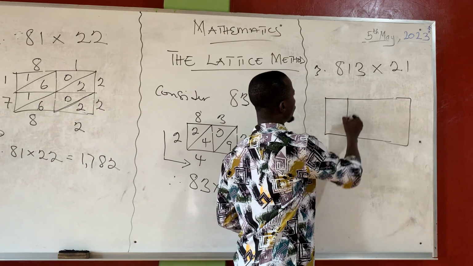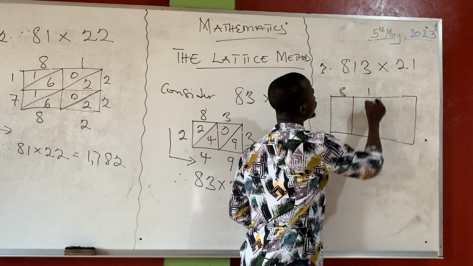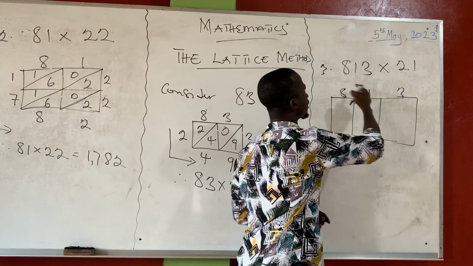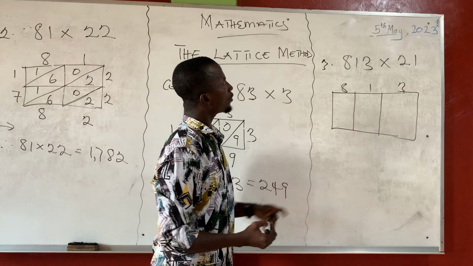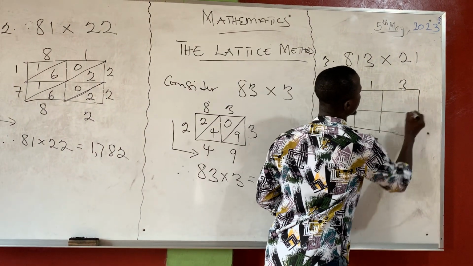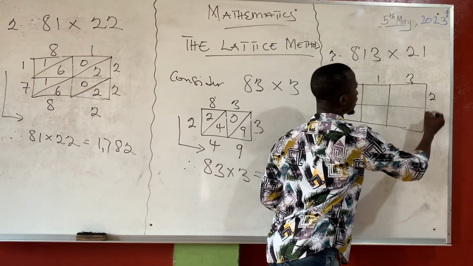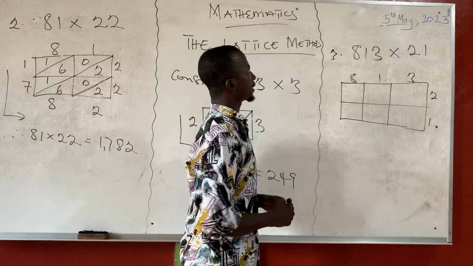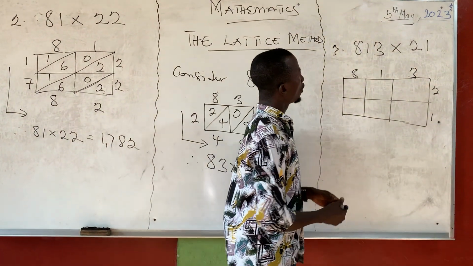Now we have the first one to 8, the second one to 1, and the last one to 3. That is 813. Nicely drawn. Now we have 2 digits. Let's divide this one also into 2 like this. Now we have our 2 and we have our 1. And the sign is what? Multiplication. Exercise patience.